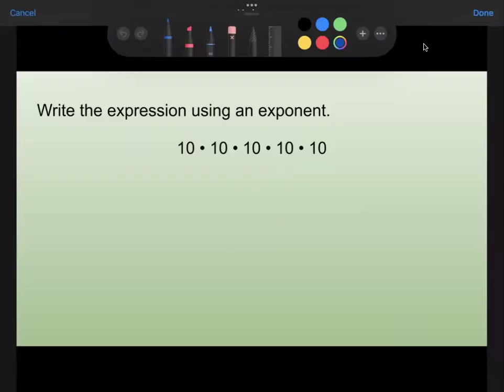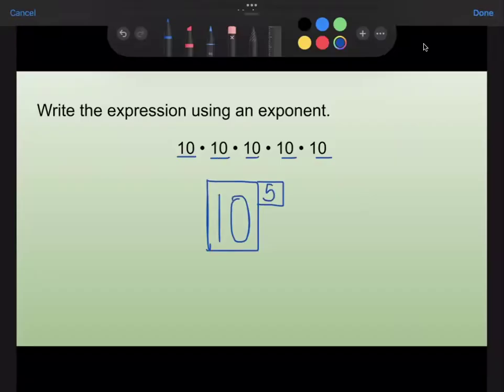Here is our next example. We're being asked to take this multiplication expression, 10 times 10 times 10 times 10 times 10, and rewrite it as an exponent. So exponents have a base or a regular size number and the exponential number in the top right corner. The exponential number is how many times we are multiplying the number. So it looks like we are multiplying this 1, 2, 3, 4, 5 times. So that exponential number is going to be 5. The number that we are multiplying repeatedly is 10. So that becomes the base. So 10 times 10 times 10 times 10 times 10 is 10 to the 5th power.